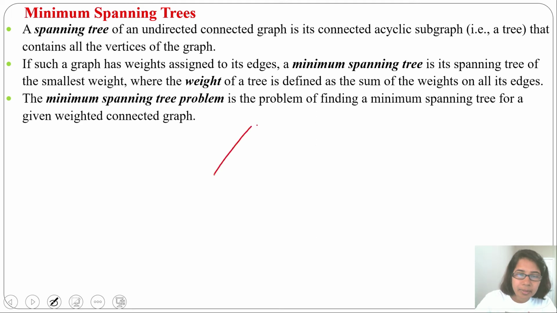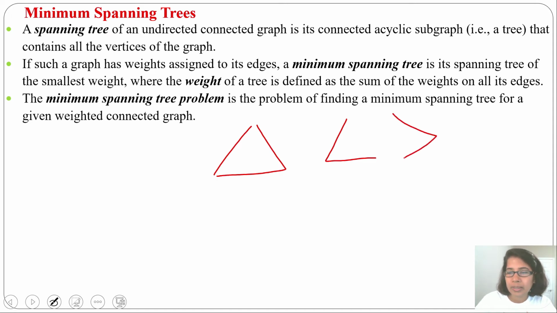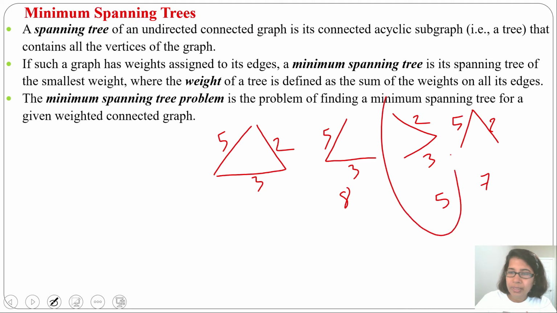Let's take an example. Suppose this is a graph. There are 3 vertices and 3 edges. Then in the spanning tree, there can be 2 edges, n minus 1. 3 vertices, so 3 minus 1, 2 edges. Suppose weights are assigned, let it be 5, 2, 3. Here the trees will be 5, 3; 2, 3; 5, 2. So total weight for first spanning tree is 8, for second spanning tree is 5, for third spanning tree is 7. This one is the minimum.